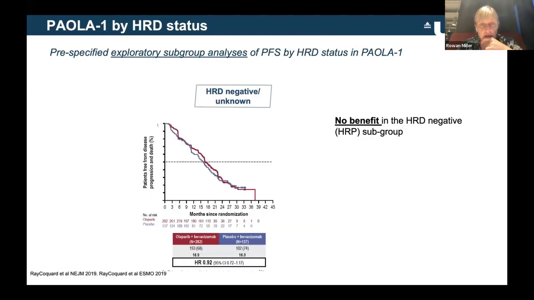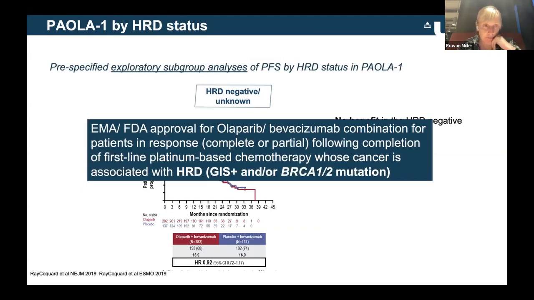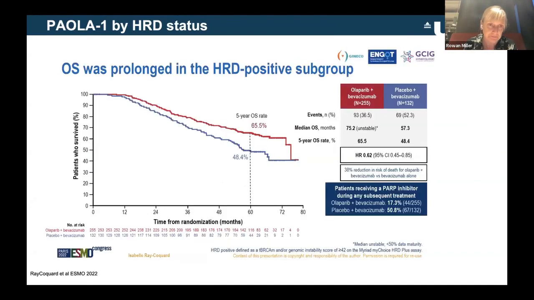And then when we look at the HRD negative patients, or those that the status was unknown, absolutely no benefit in adding olaparib to bevacizumab. So almost identical curves here. So on the basis of this, Europe and the US approved the combination of olaparib and bevacizumab for patients who responded to first-line treatment and who had HRD cancer, either by positive genomic instability score and/or a BRCA mutation.